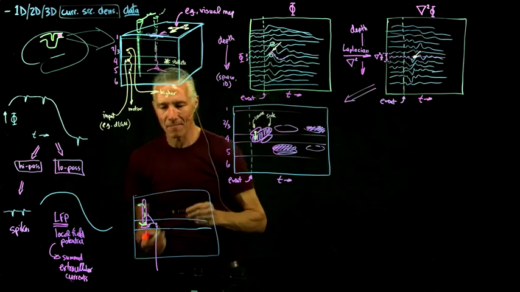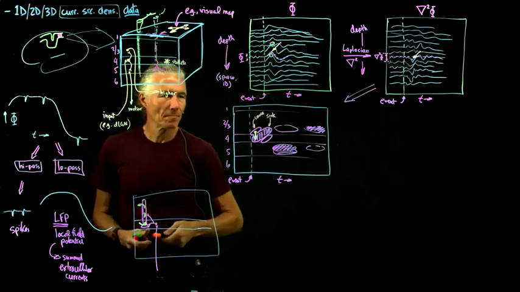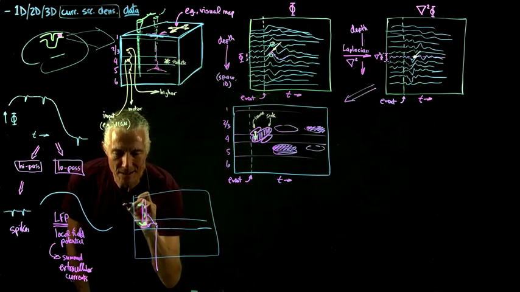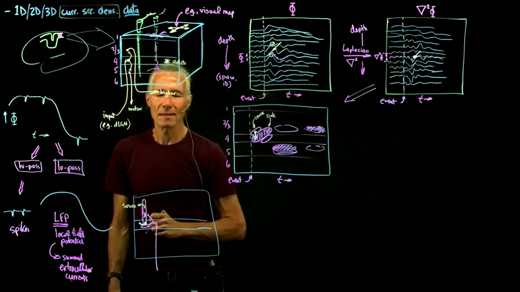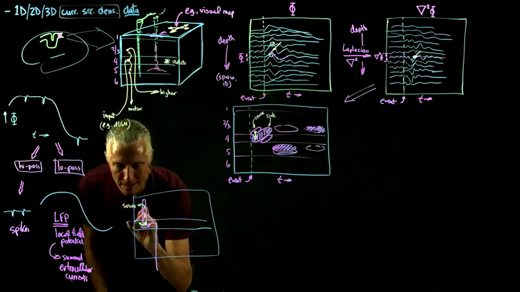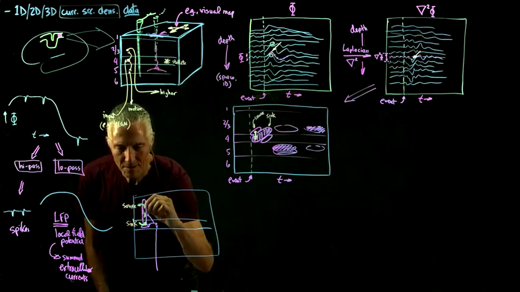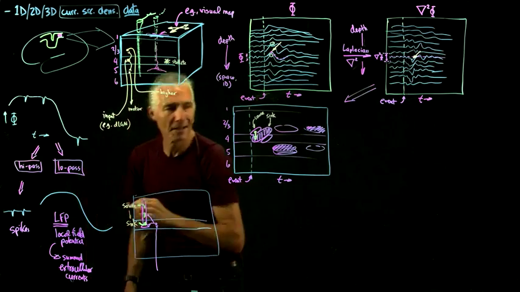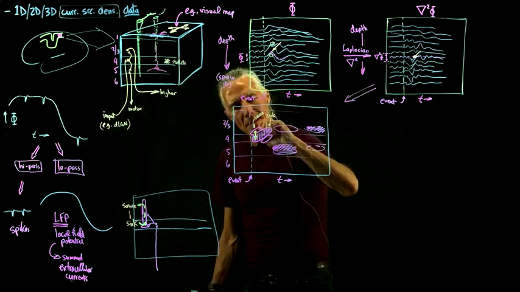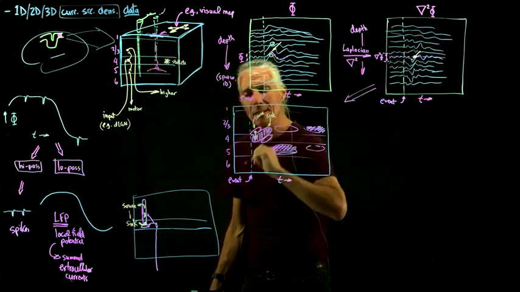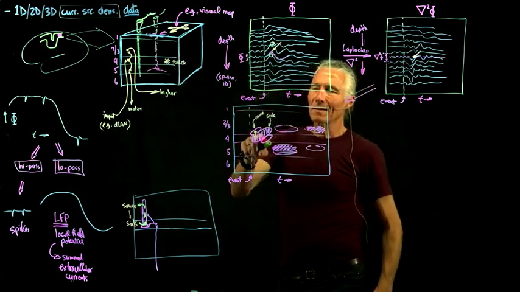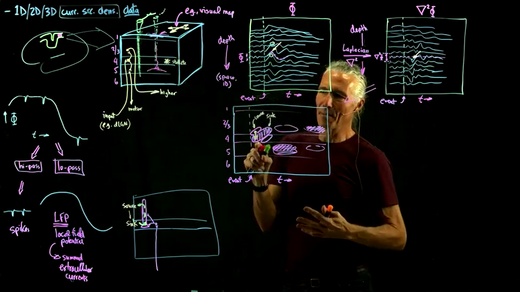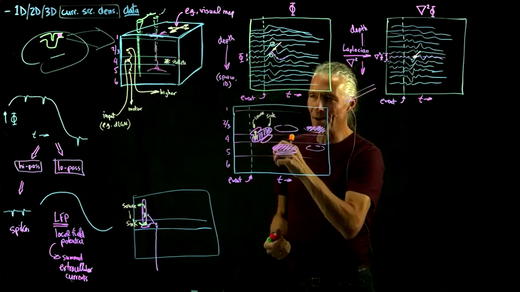So this guy is the source, and this guy is the sink. So it looks like current is flowing from the source to the sink. That's that first strong kind of current dipole. And this is what we call a current dipole.